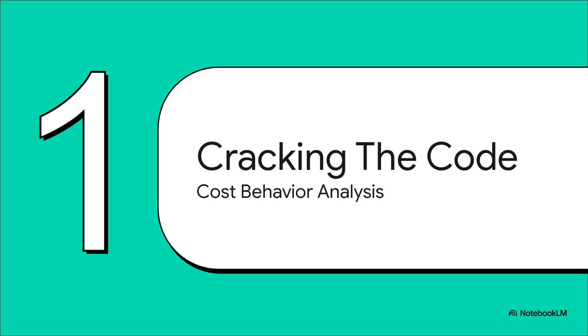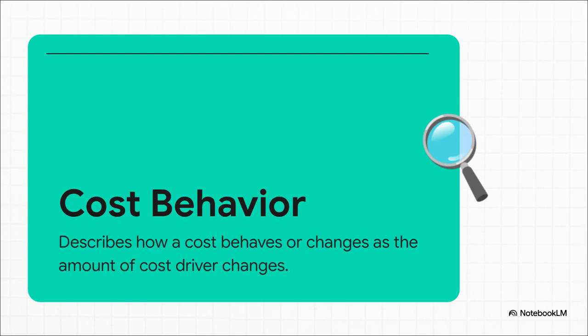Like I said, we are completely skipping the rote memorization. Instead, we're tapping into pattern recognition to figure out exactly how costs react, because that is how you outsmart the examiner. To kick things off, let's break down this core definition. Cost behavior basically describes how a specific cost reacts or changes when the amount of your cost driver, your activity level, shifts. Now, understanding the absolute cause and effect behind this, rather than just memorizing the words, is what's going to ensure this knowledge survives until the boards.